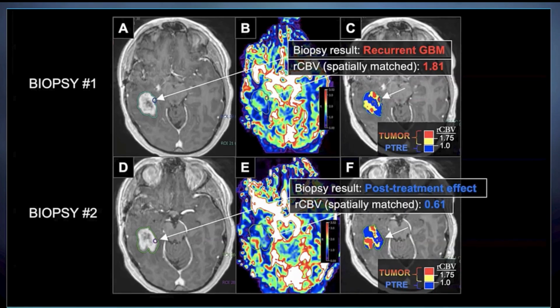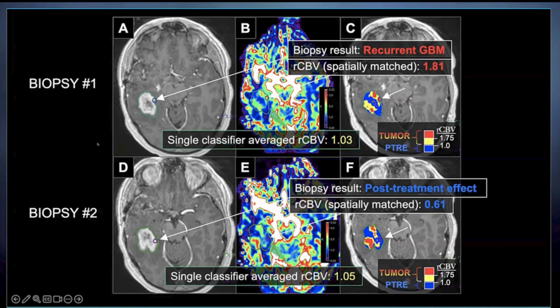So again, just illustrating the fact that these lesions are spatially and histologically heterogeneous. They're oftentimes an admixture of both, and so it's really not necessarily appropriate for us to consider these lesions as one or the other. They're actually a variable admixture of both. Again, if we were to average the rCBV values across the entire lesion, that's not necessarily appropriate either; we need to start to consider rCBV values at the sub-regional level.